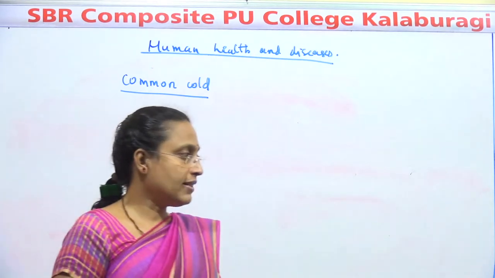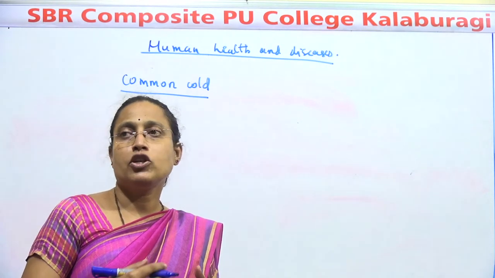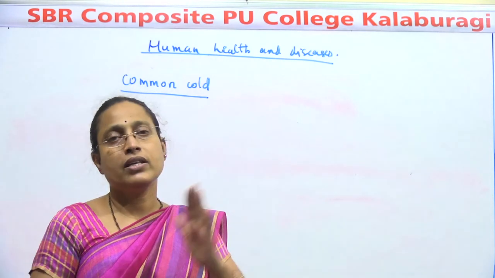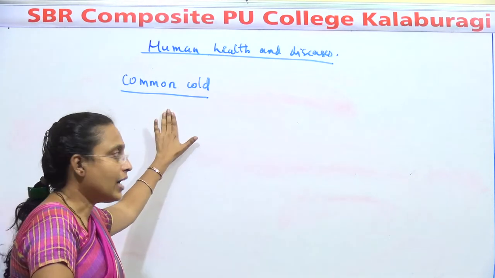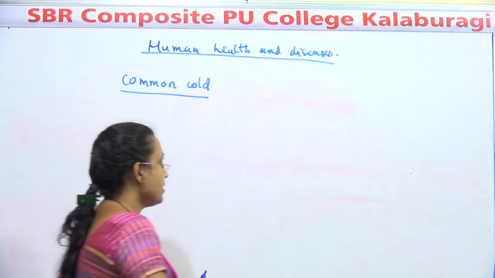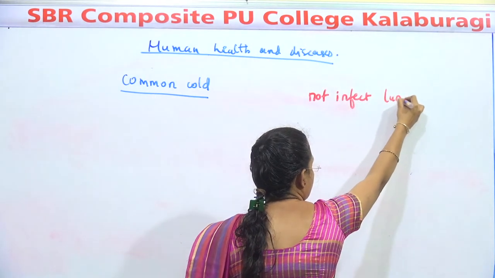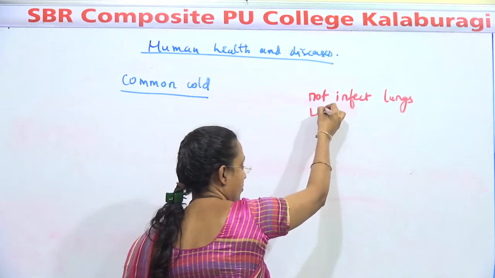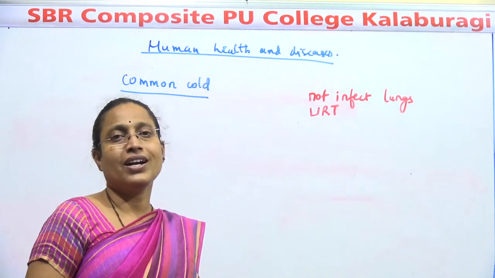Common cold: the part of the body that is affected is the upper respiratory tract. You can divide the respiratory system into upper respiratory tract and lower respiratory tract. The upper respiratory tract is the nasal cavity and the throat region till the larynx. That means this is not going to infect the lungs. This is a point which you should know. Common cold does not infect the lungs. It only infects the upper respiratory tract, and therefore it is sometimes called upper respiratory tract infection.